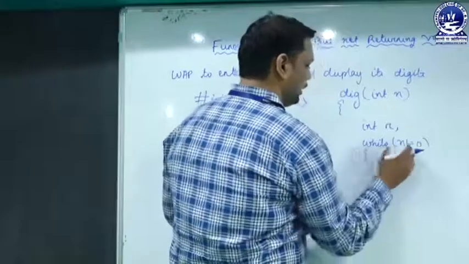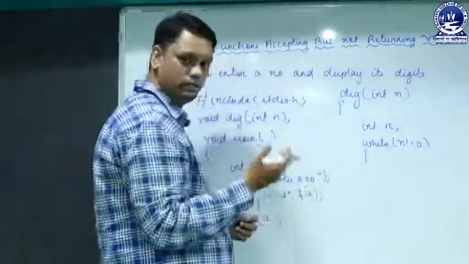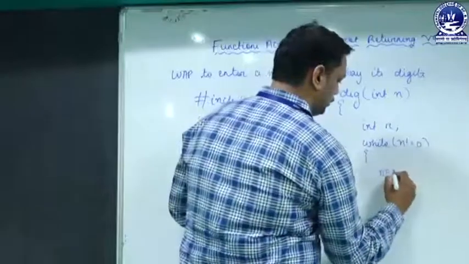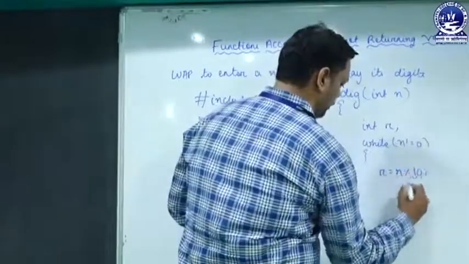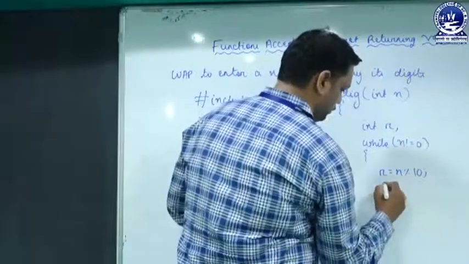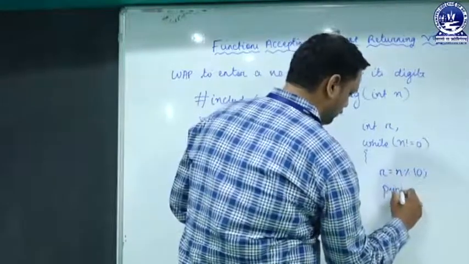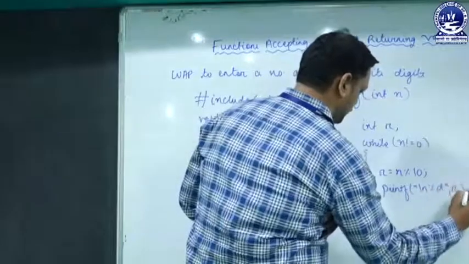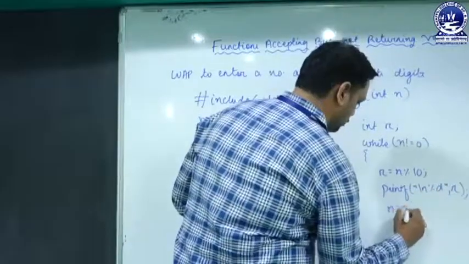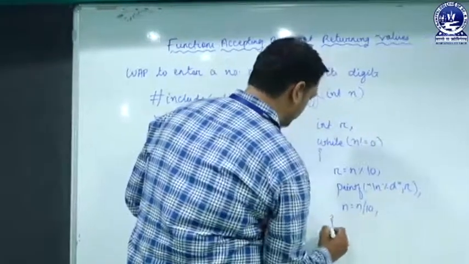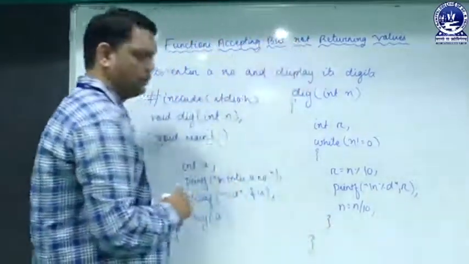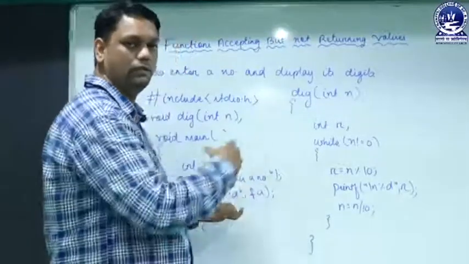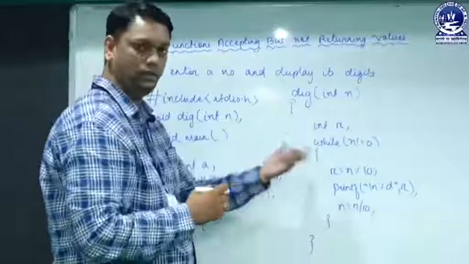So until the value of n becomes 0, the loop will continue. So let us say r equal to n modulo 10, then we have to print the value of r. Let us say printf \n %d r, and I have to write n equal to n divided by 10. So you can see that the program has been written over here. Now we will explain it with the help of an example.